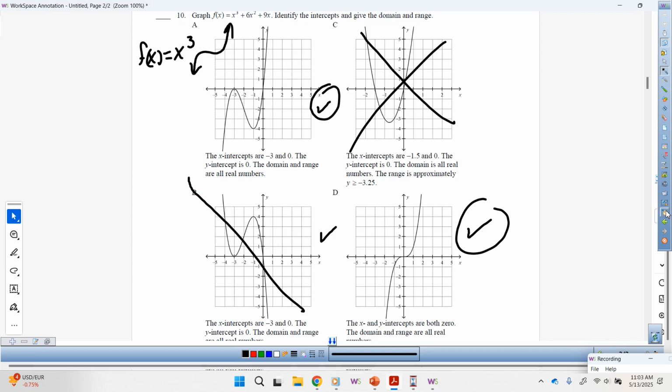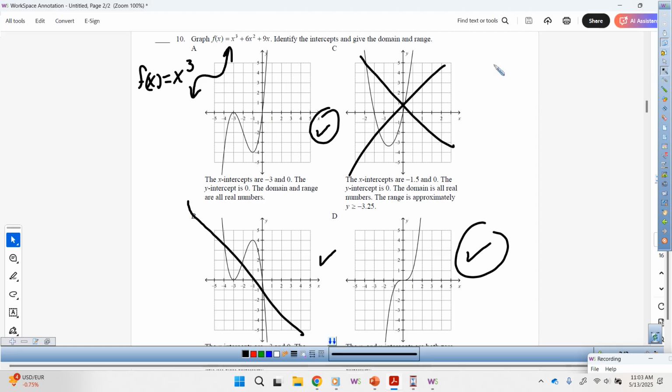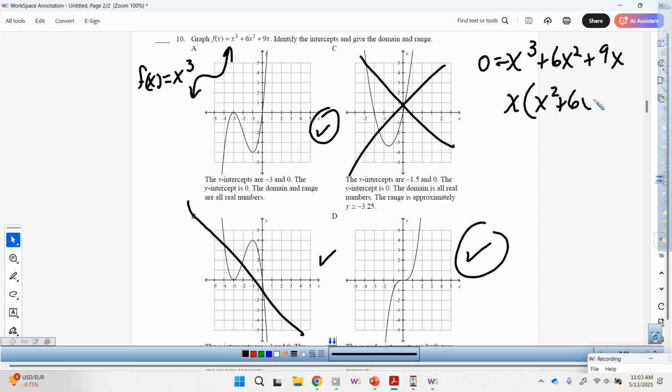So now that we narrowed it down, let's find out the intercept. So we take the equation, look up, and set it equal to 0. 0 equals x cubed plus 6x squared plus 9x. First thing we check for is GCF. Question: what does each term have in common? Mario, what does each term have in common? An x. So we write x, and we're left with x squared plus 6x plus 9. And all that equal to 0.